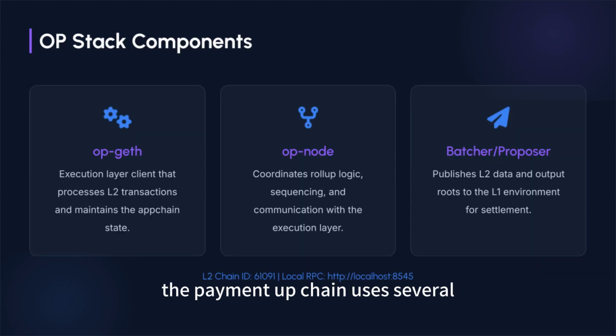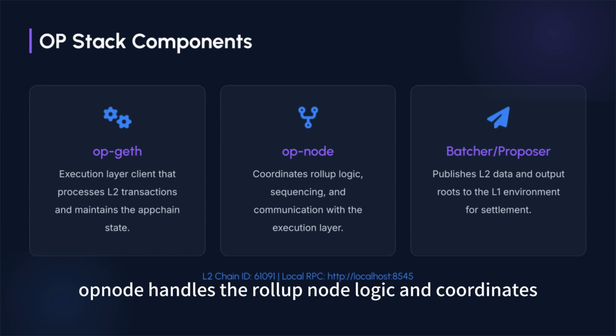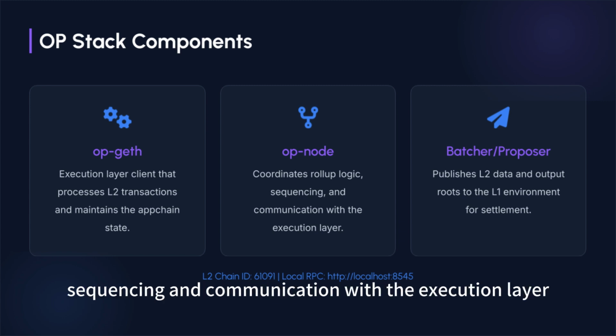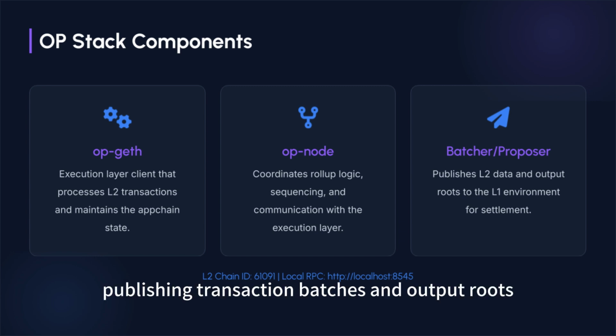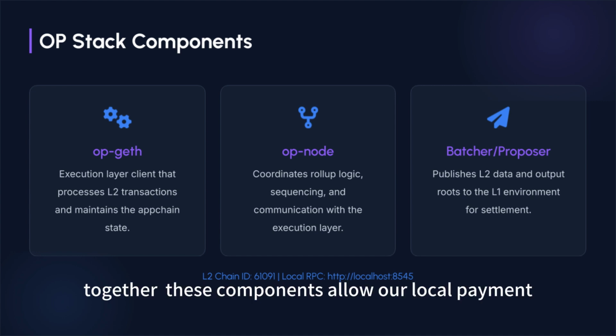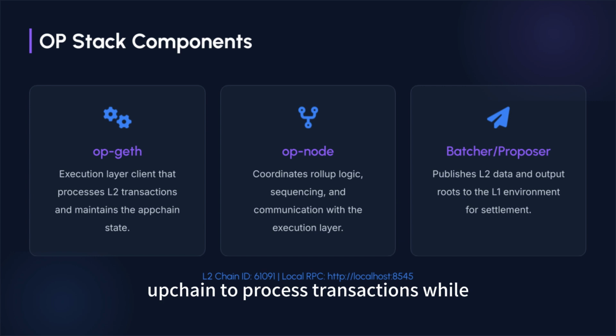The payment upchain uses several core OpStack components. OpGeth acts as the execution layer and processes L2 transactions. OpNode handles the rollup node logic and coordinates sequencing and communication with the execution layer. The Batcher and Proposer connect the L2 network with Ethereum Sepolia by publishing transaction batches and output roots. Together, these components allow our local payment upchain to process transactions while following the OpStack architecture.